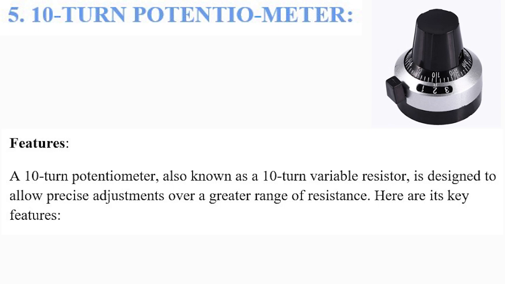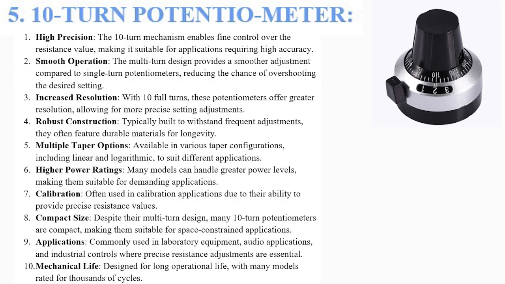Features. A 10-turn potentiometer, also known as a 10-turn variable resistor, has many important features. It has high precision. The 10-turn mechanism enables fine control over the resistance value. It has smooth operation. It reduces the chances of overshooting desired settings. Increased resolution. With 10 turns, these potentiometers offer great resolution. Typically built to withstand frequent adjustment, they often feature durable material for longevity.